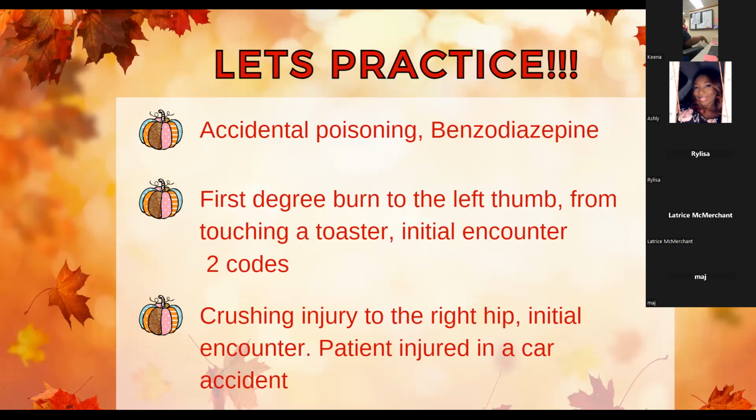So anyway, underdosing is your last column. So we know this is an accidental poisoning of benzodiazepine. Maybe somebody just took more than they were supposed to of their prescription. Some people will forget that they took their medicine and take it again. So we would use the code that's in that first column, and that would be T42.4X1. And you don't have to add anything to that.